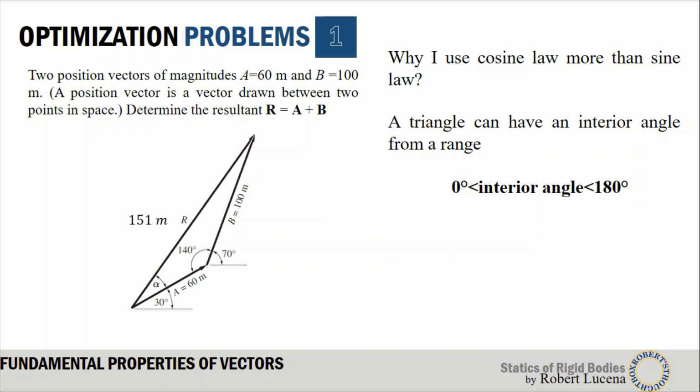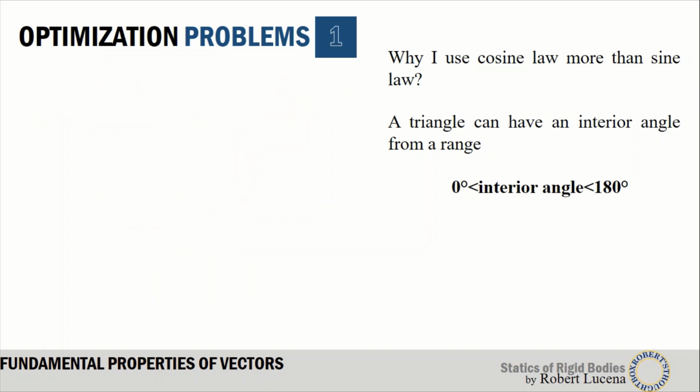So this is why I use cosine law more than sine law for triangles dealing with interior angles, because as we all know, interior angles for a triangle vary from greater than 0 degrees to less than 180 degrees.